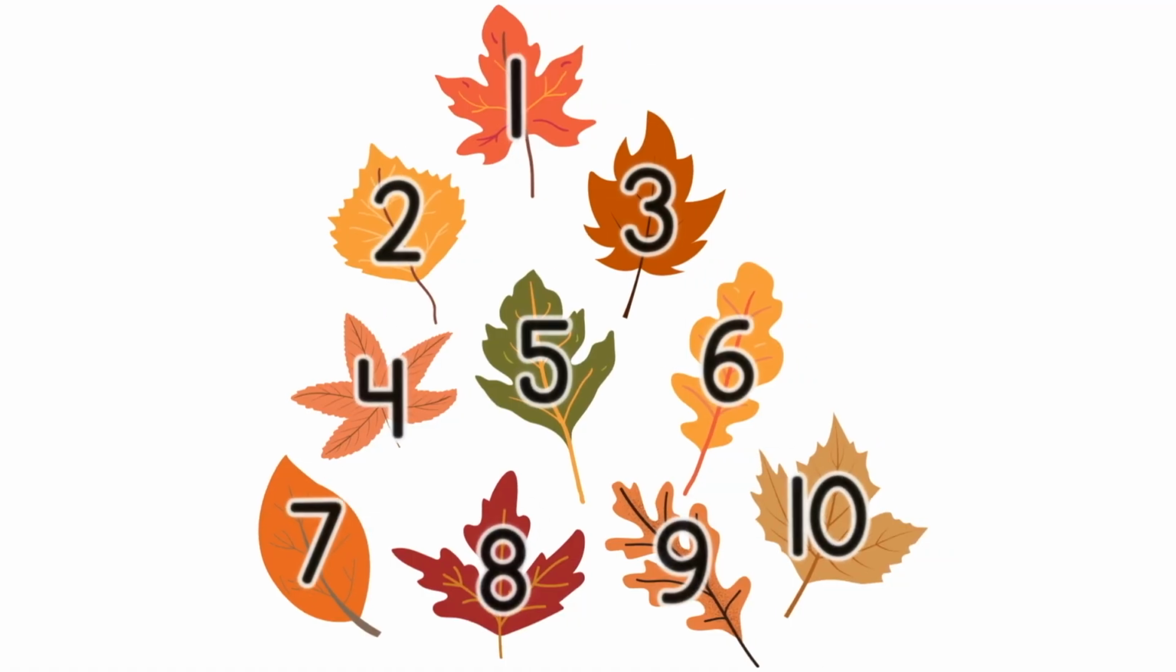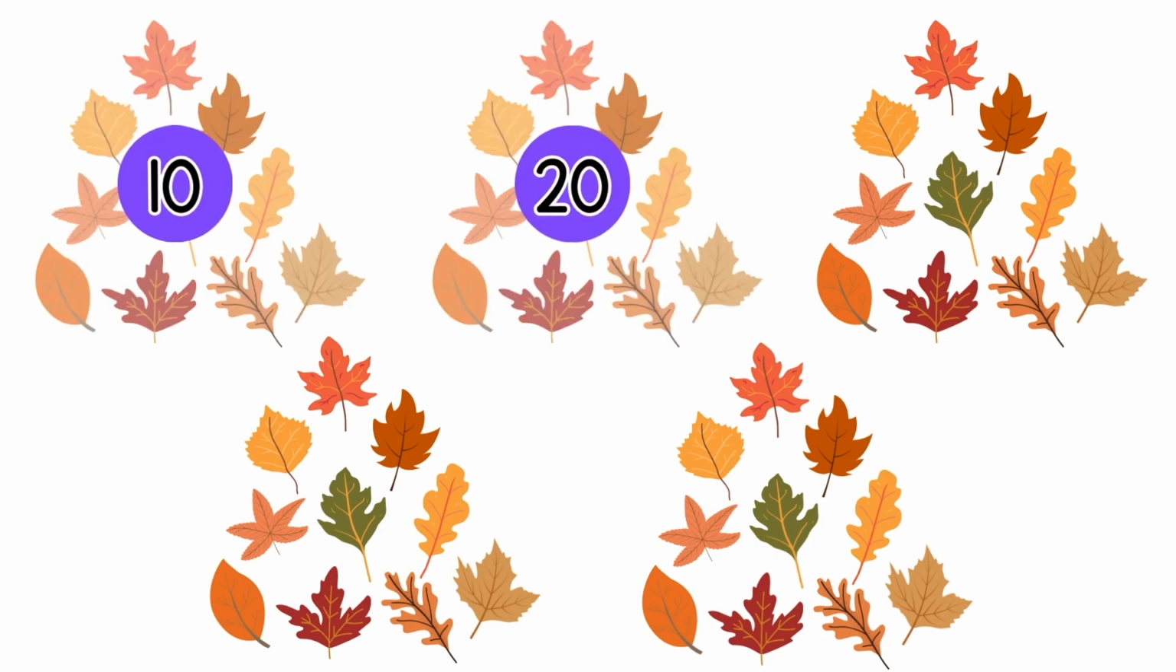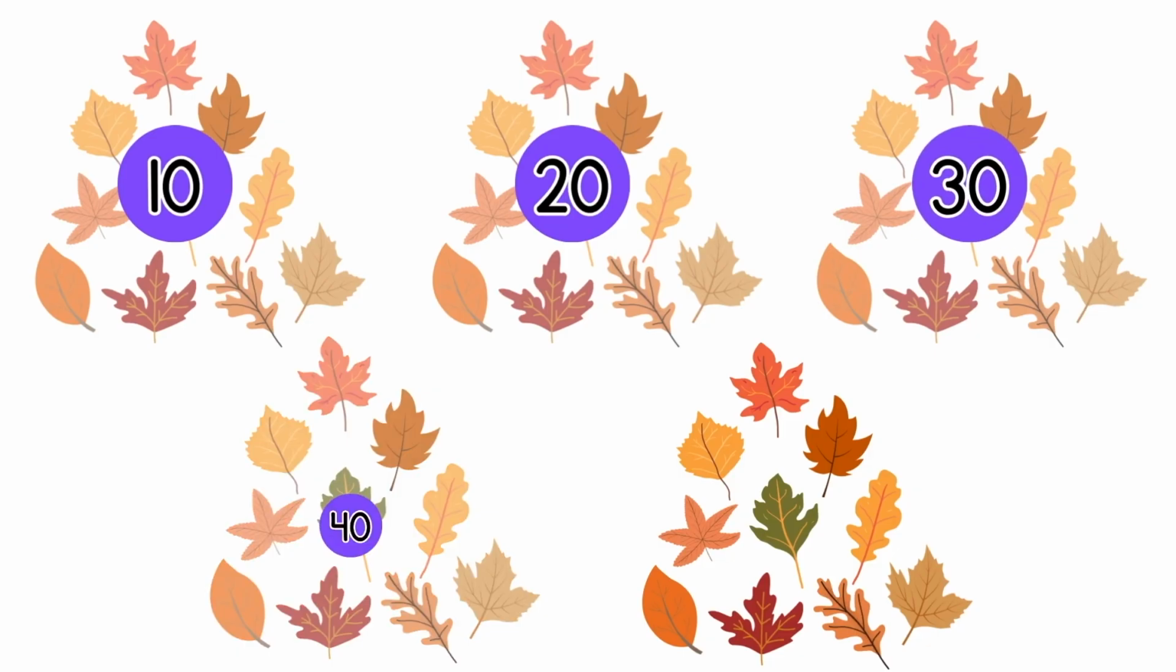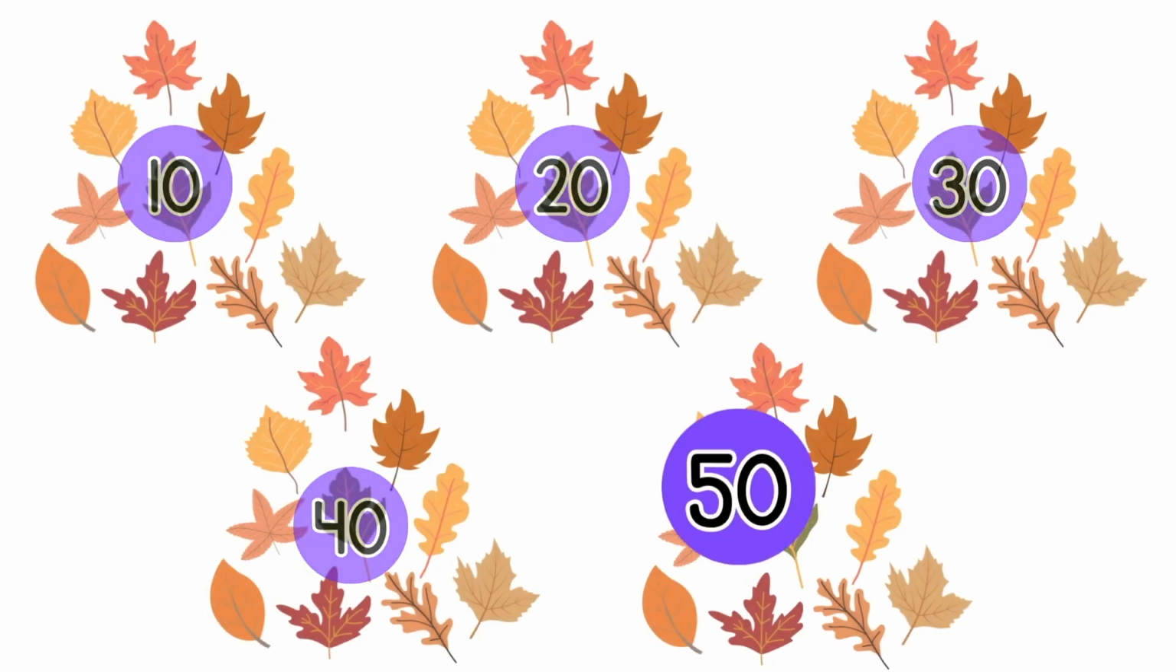Here's a group of leaves. There are 10 leaves. And here are more groups of leaves. Each group has 10 leaves, so let's practice our skip counting again and count all the leaves. 10, 20, 30, 40, 50. We counted all the groups, so we know there are 50 leaves.